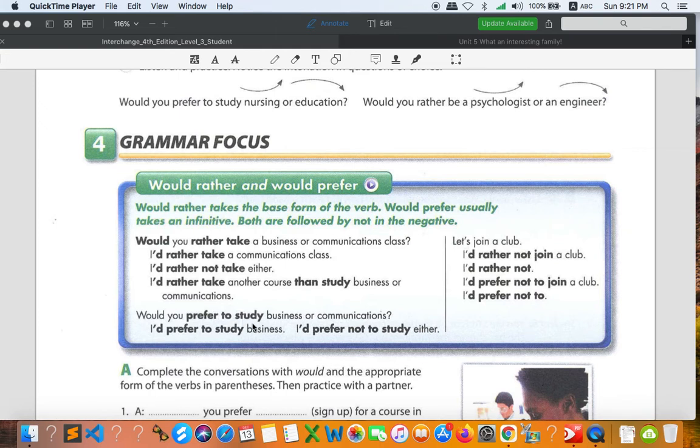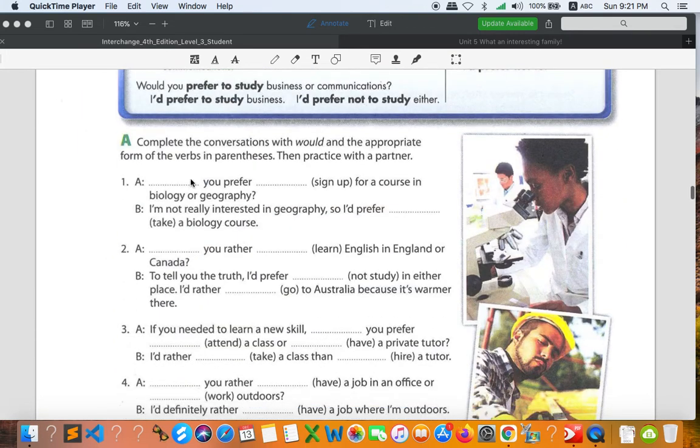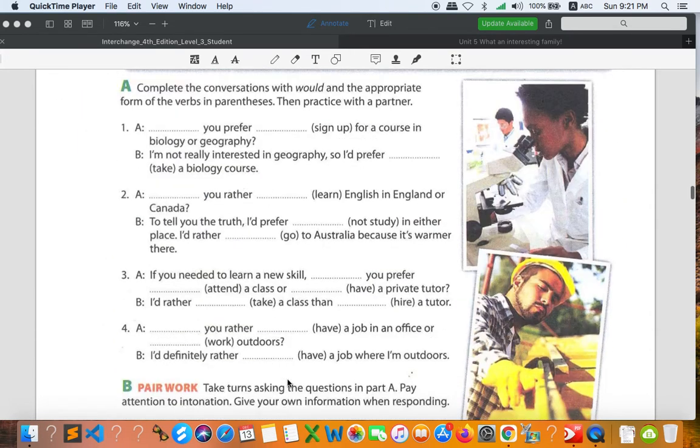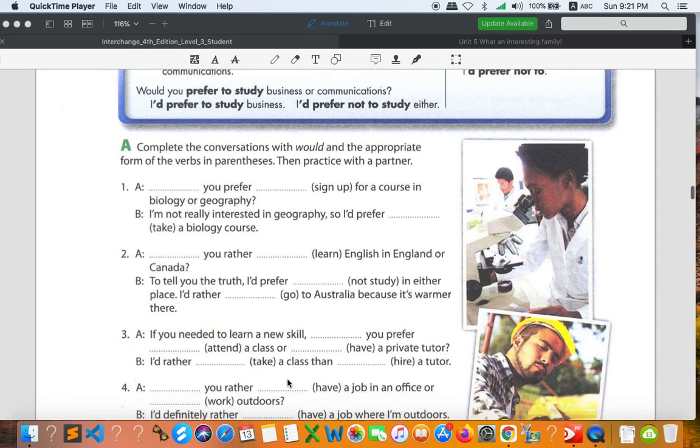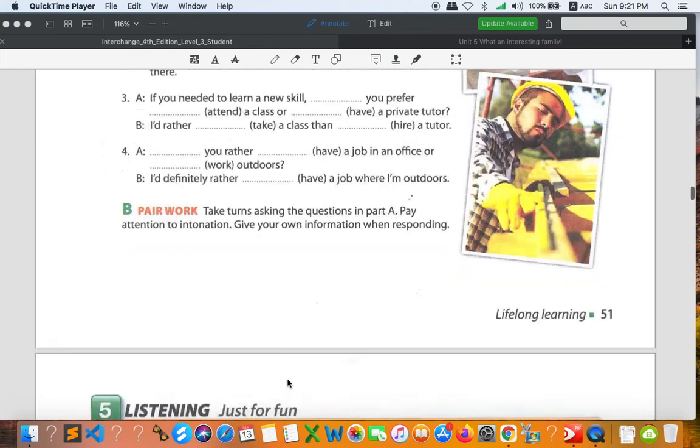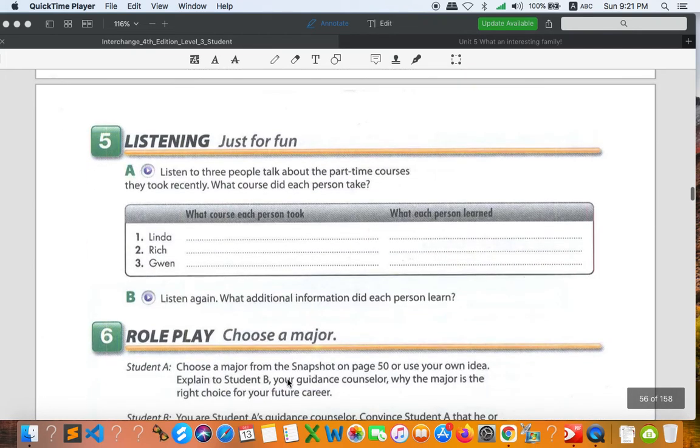All right. At that time I asked you to do the exercise right here. I think you can finish it on time. So we will check this one later with the answers. Now let's go to number 5, just for fun.